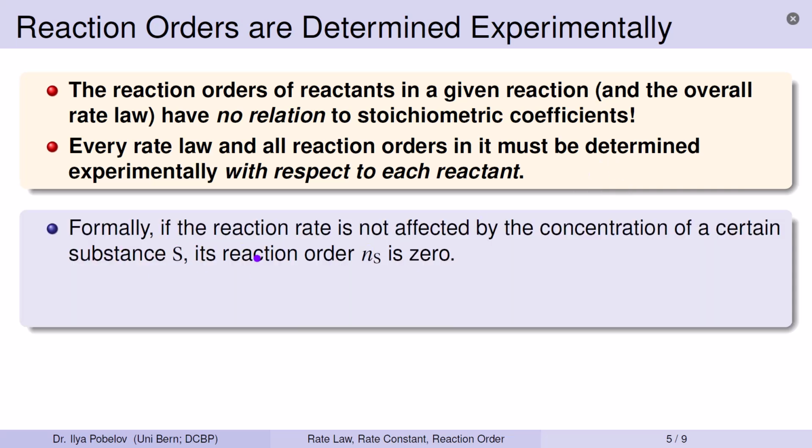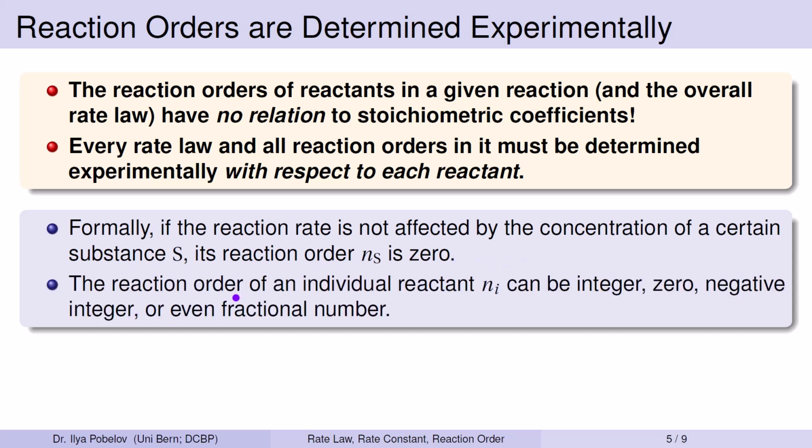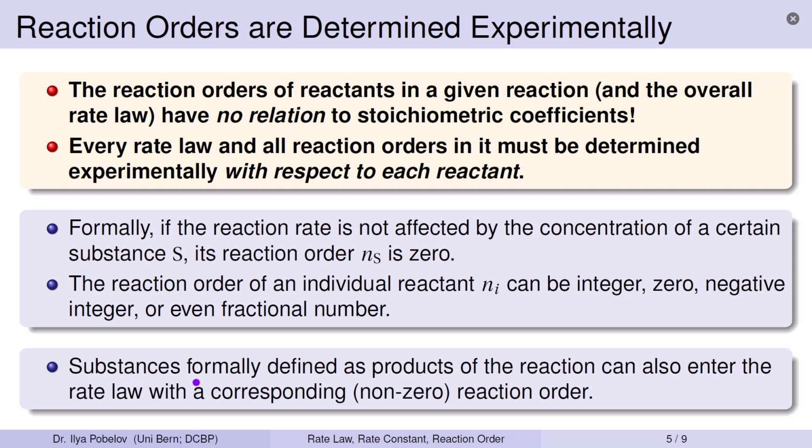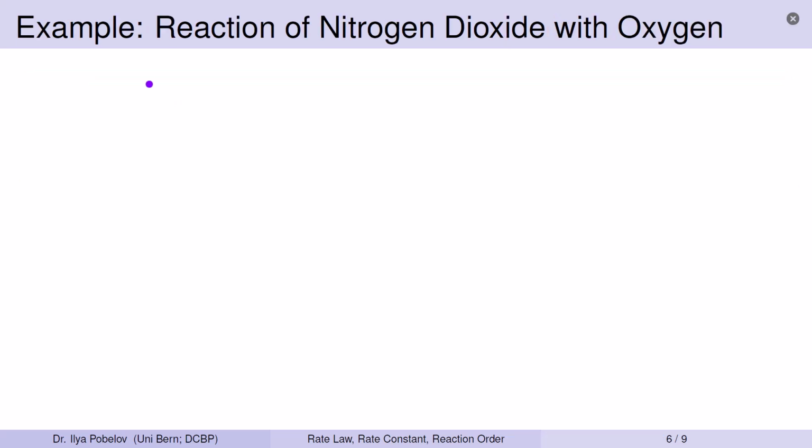Formally, if the reaction rate is not affected by the concentration of a certain substance, its reaction order is zero. All in all, the reaction order of an individual reactant can be integer, zero, negative integer, or even a fractional number. Furthermore, substances formally defined as products of the reaction can also enter the rate law with a corresponding non-zero reaction order. Let us consider the reaction of nitrogen dioxide with molecular oxygen as an example.